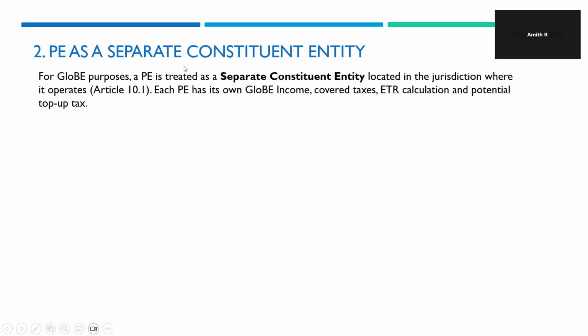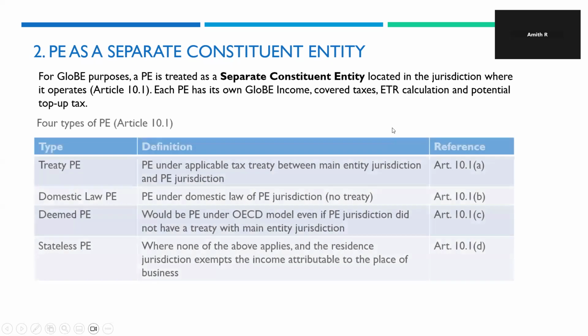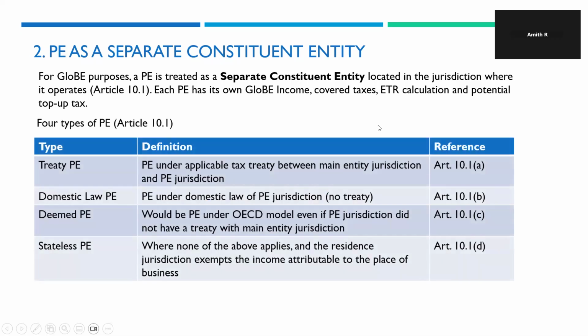Now, for group purposes, a PE is treated as a separate constituent entity located in the jurisdiction where it operates. Each PE has its own GloBE income, covered taxes, ETR calculation, and potential top-up taxes. So how do we compute all of this? First, you have to categorize the PE into a particular type. There are four types of PE, and you have to identify which type it is.